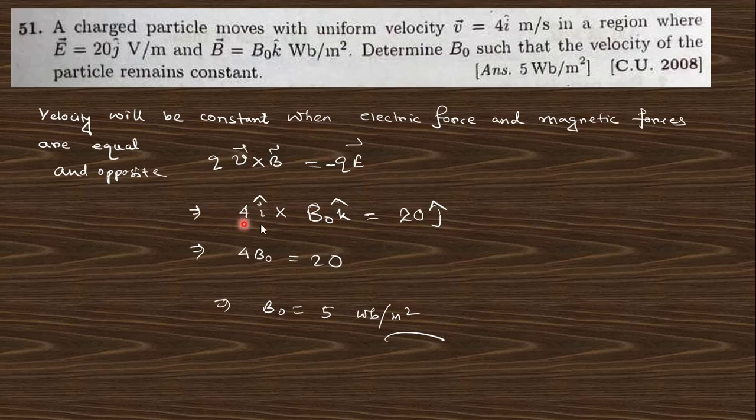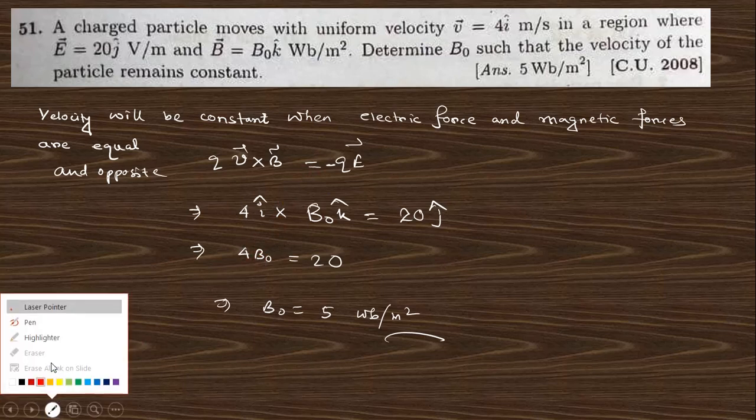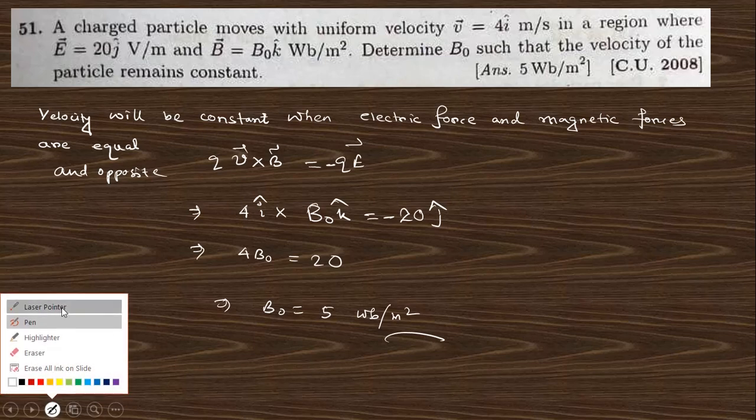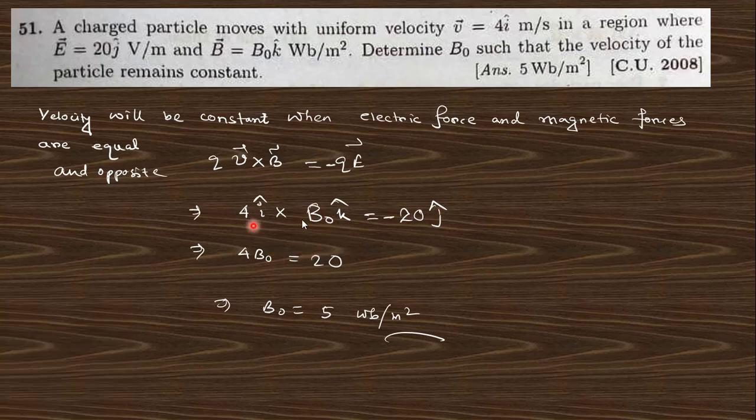I cross k will give you minus j cap. So these two cancel out, and then 4 b0 equals 20. So the b0 value is 5 weber per meter square. Clear? I think clear. If there is any doubt, you must comment in the comment box.